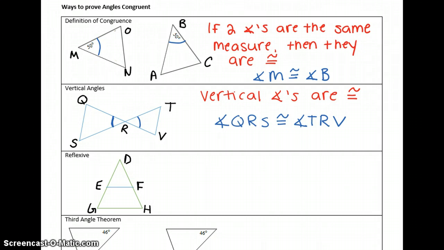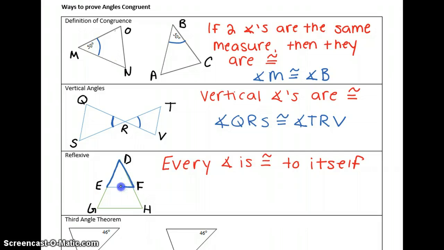A third way to prove angles congruent is reflexive. And all reflexive means is that every angle is congruent to itself. Now this might sound a little confusing, but if we look at this picture, we have a small triangle with a bigger triangle on top of it. What you hopefully noticed when I outlined each of these triangles is that I traced over angle D twice. So I know that angle D is congruent to angle D.